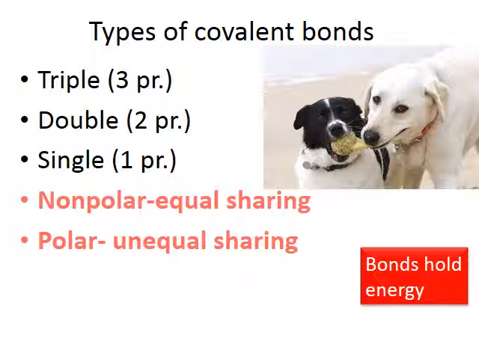When we look at these covalent bonds, you're going to see a bunch of different types. It's going to be important that you know the difference between a nonpolar and a polar covalent bond, especially when it comes to interaction with water. But it's also important to know that these covalent bonds hold energy. They hold potential energy because they have electrons inside of them. So when the cell makes a covalent bond, the cell is going to store energy in that bond.